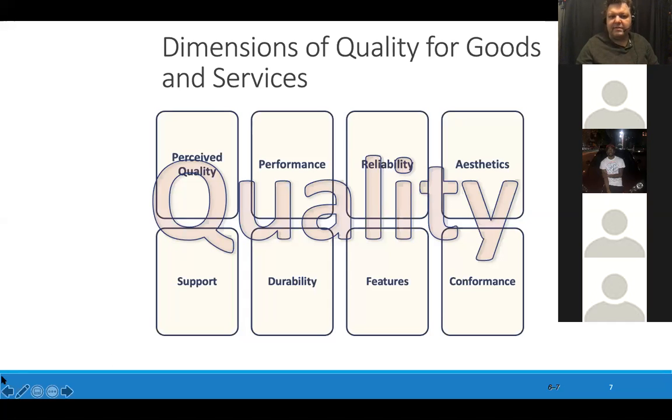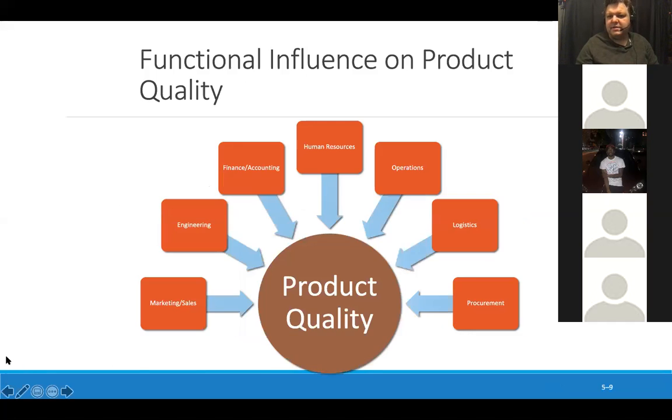All right, so that's the idea we have for these quality goods and services. And again, we said who's responsible for quality? It's everyone, right?